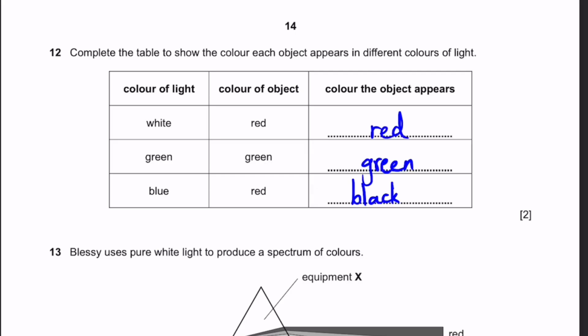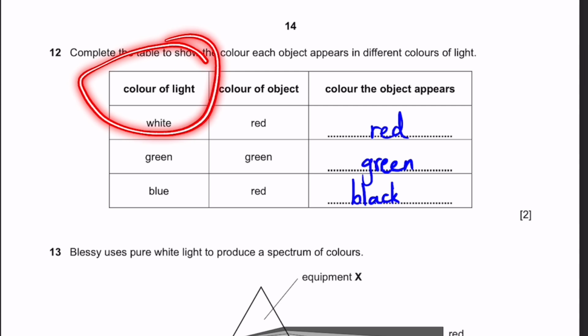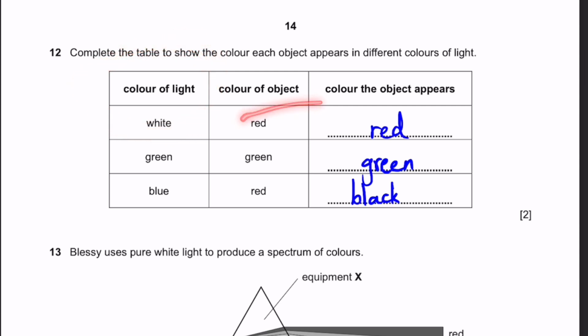Complete the table to show the color each object appears in different colors of light. Color of light is white and color of object is red. Since the color of light is white, it won't affect the color of the object, so it appears red. The color of light and the color of object are green. That obviously means the color the object appears is simply green.